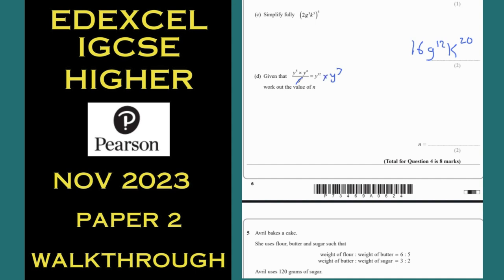Because I am a big fan of having everything, a bit like part A, I like it all on one level. And when you only look at the powers, and multiply means add, we can say that on the left-hand side, 5 plus the n must equal 12 plus the 7. In other words, n has to be 14.